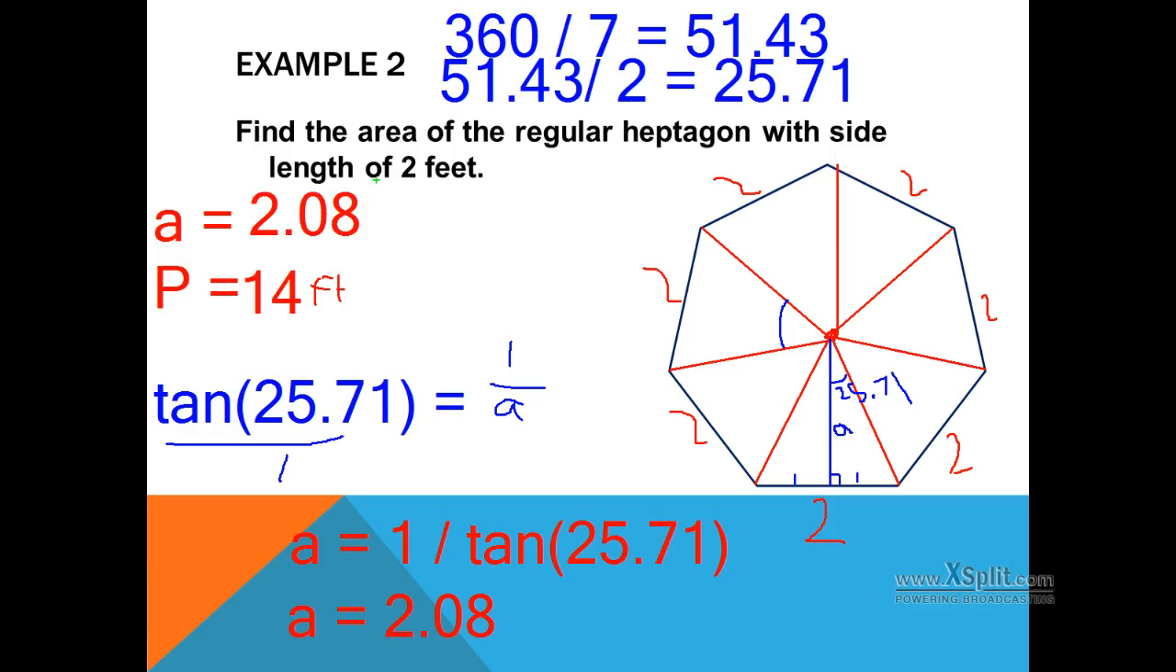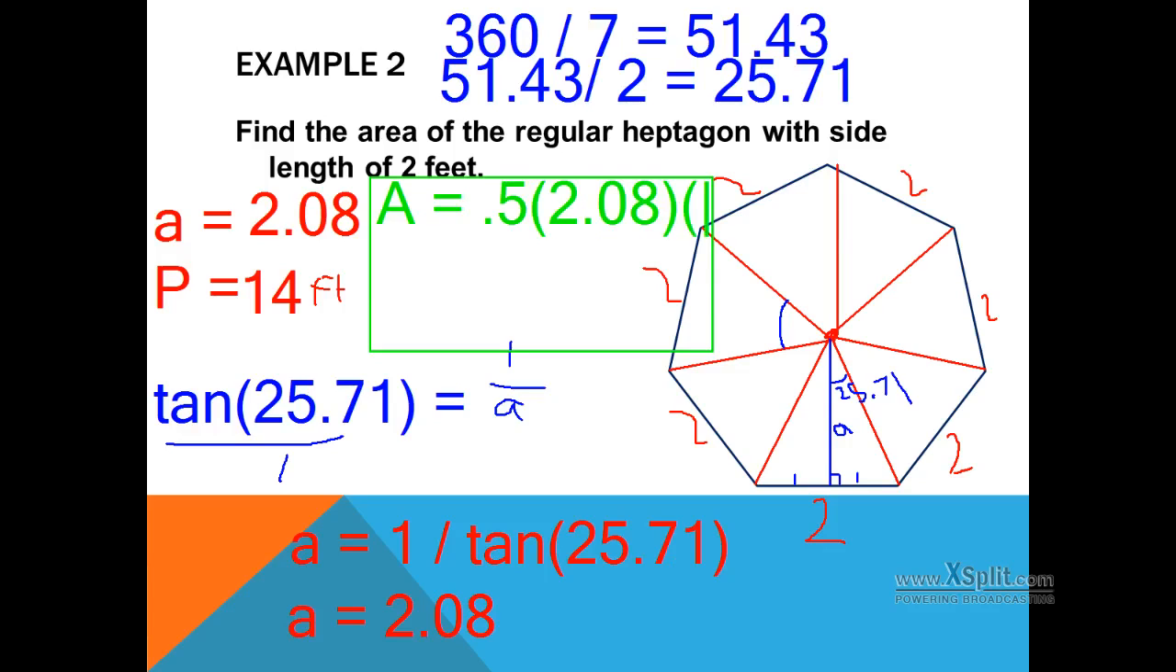As a very last step to your equation, we need to find the area of this regular heptagon. I know area is 1/2, so 0.5 times apothem, 2.08, times perimeter, 14. It's not fitting in my box. Oops, oh well. If you multiply all those out, 0.5 multiplied by the apothem, multiplied by the 14, that's going to give you something like 14.54. Area is equal to 14.54.